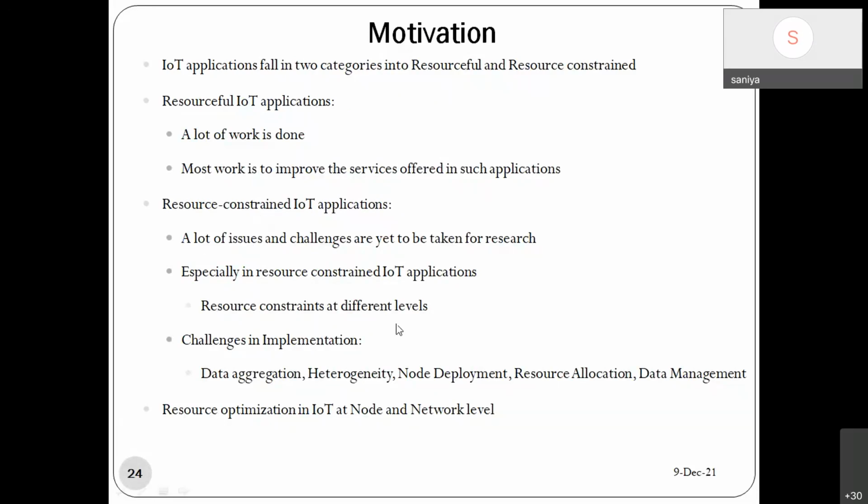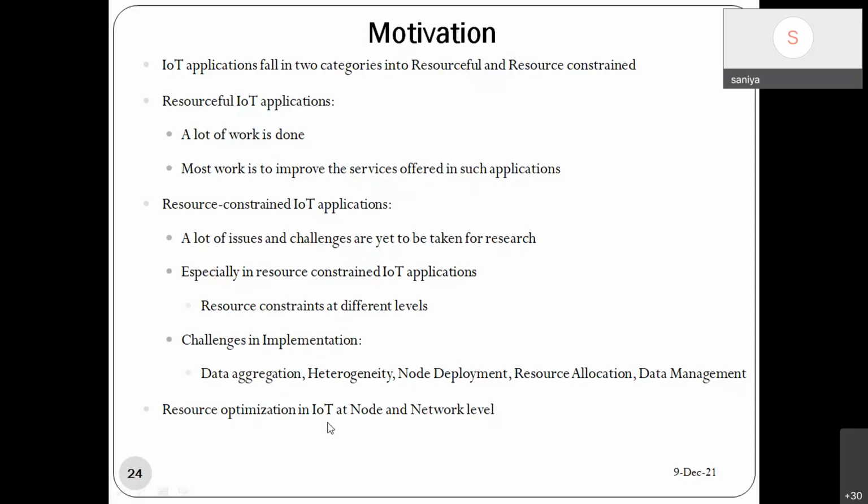There are resource constraints at different levels. There are challenges in implementation, like how we can aggregate the data and how we are going to manage the heterogeneity, because in an IoT environment there will be heterogeneous objects. They will have different processing capabilities and different specifications. How are they going to communicate with each other? They have different formats of the data in which they store. So how are they going to interact, and how are we going to integrate this data? So there is heterogeneity at different levels. It can be in the form of device, data, and so on.